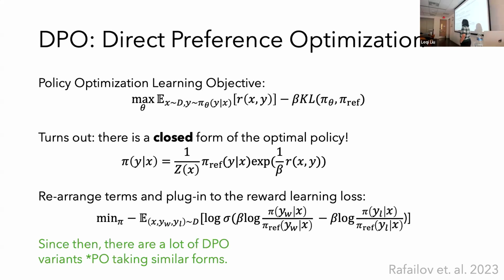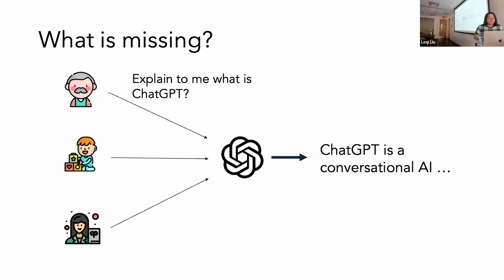And since then, there have been a lot of papers coming out talking about different preference optimization objectives that take a similar form, by which I mean some function of the log probability of the chosen response and some function of the log probability of the rejected response, and they look at the margin between the two. So what's missing here?